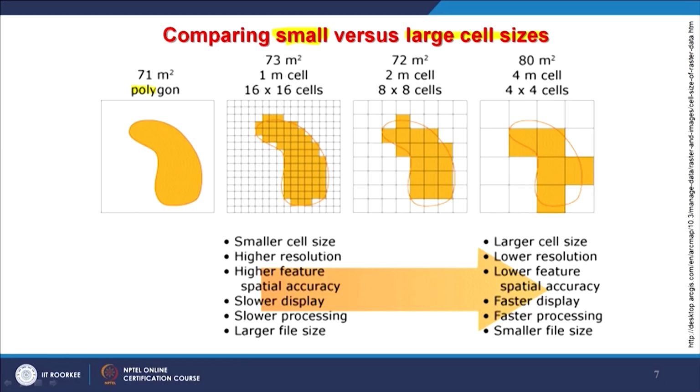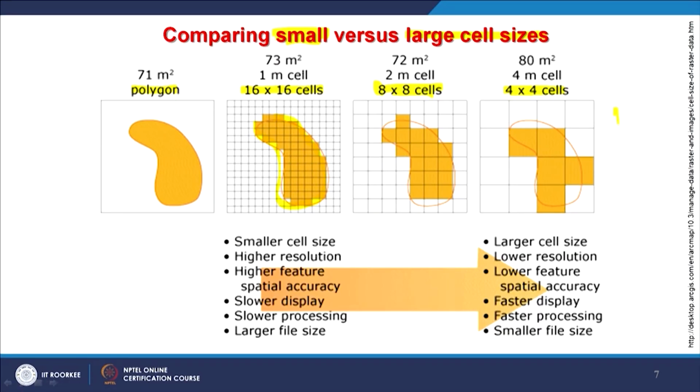Another example here is comparing small versus large cell sizes. What we see here is a polygon, but when this polygon is converted to raster, and that too a 16 by 16 cell matrix, this is how the boundaries will appear. They are completely jagged, a stair-step kind of thing. But when we bring it to 8 by 8 cells, they are further deteriorated, and when we bring it to 4 by 4 cells, you are just seeing this.